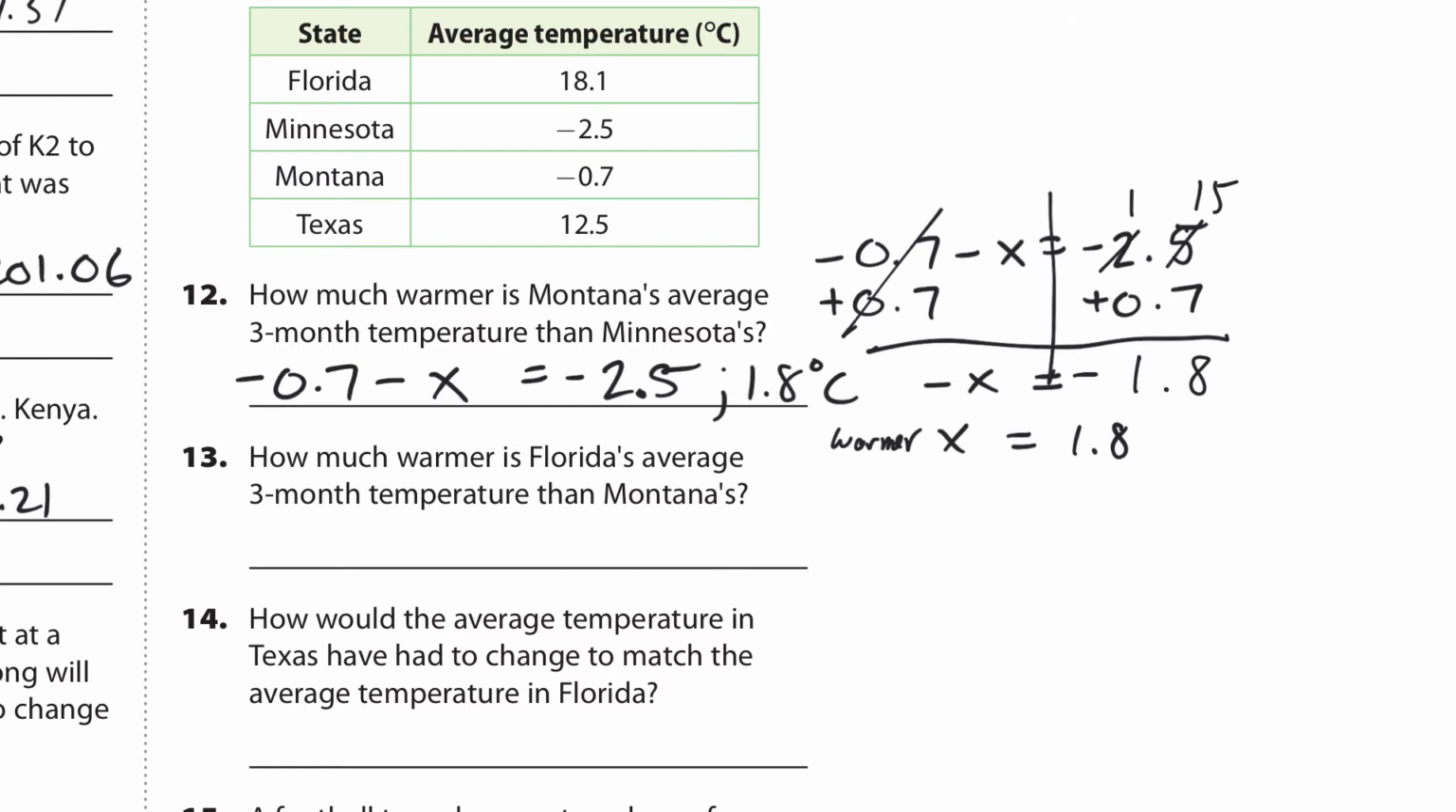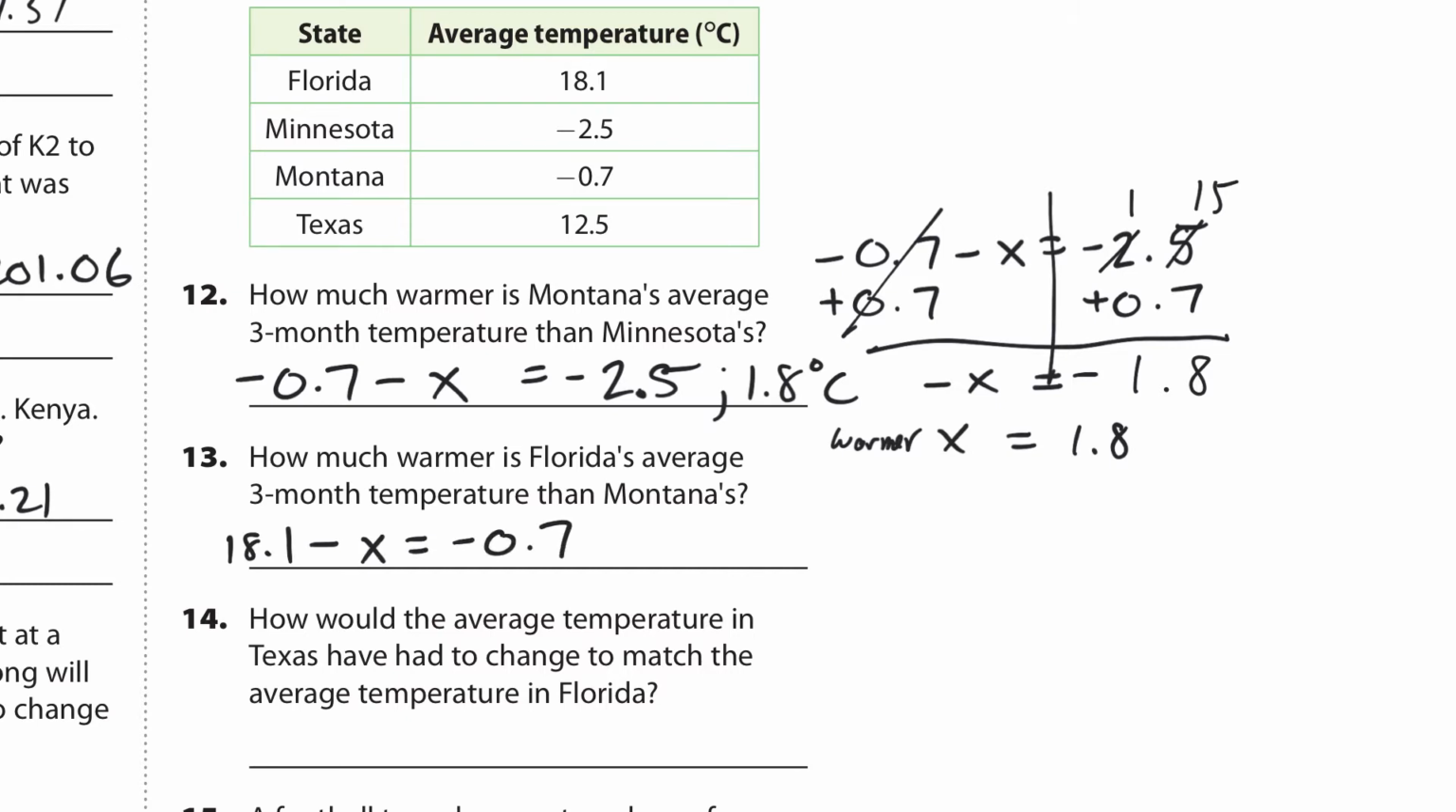So 1.8 degrees Celsius on average warmer. So next, how much warmer is Florida's average 3-month temperature than Montana's? Well, Florida is 18.1 degrees Celsius. And how much warmer is that? Well, it's warmer, so let's take off something here to get to Montana's temperature of negative 0.7.